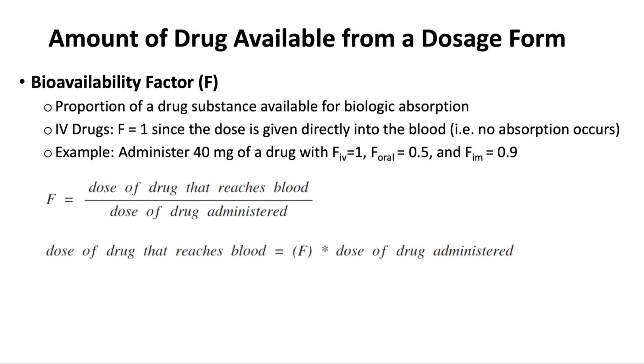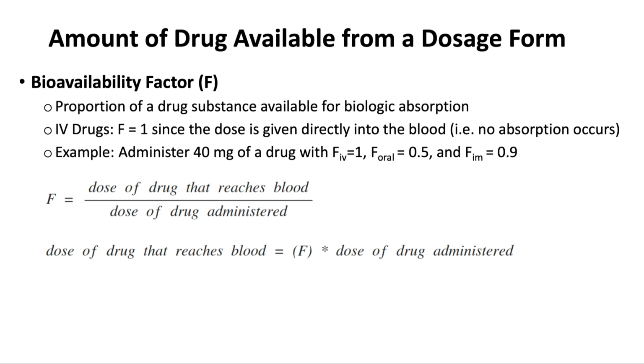Okay, an F value is calculated by taking the dose of drug that actually reaches the blood and dividing it by the dose of the drug that was actually administered. Okay, it is a fraction of how much reaches the blood versus how much was actually given. Now, this formula is often rearranged such that the dose of a drug that reaches the blood is equal to the F value times the dose of the drug administered.